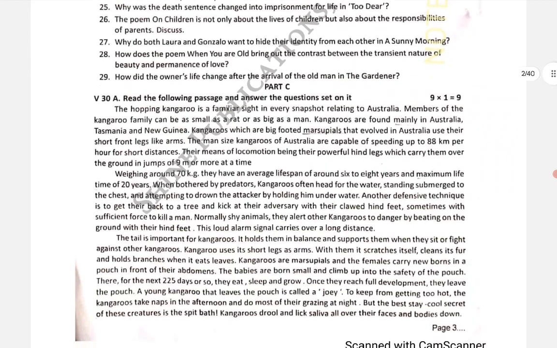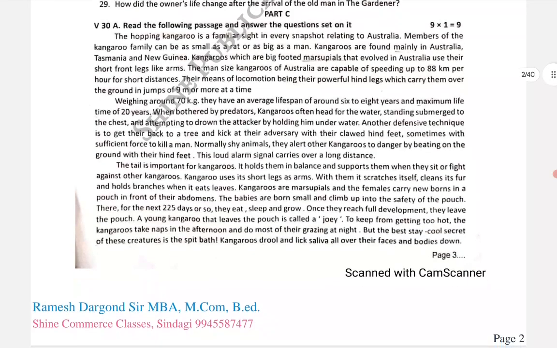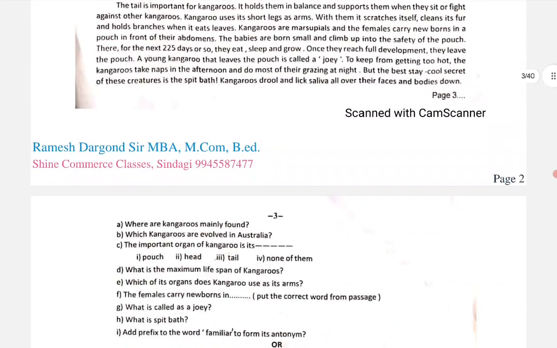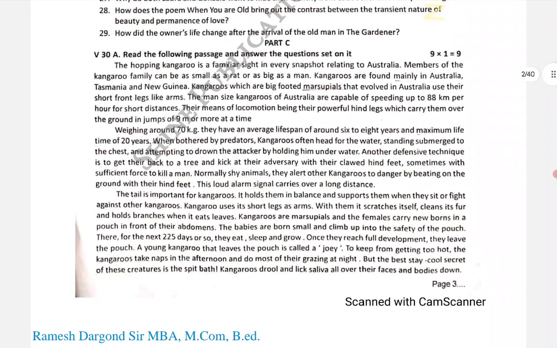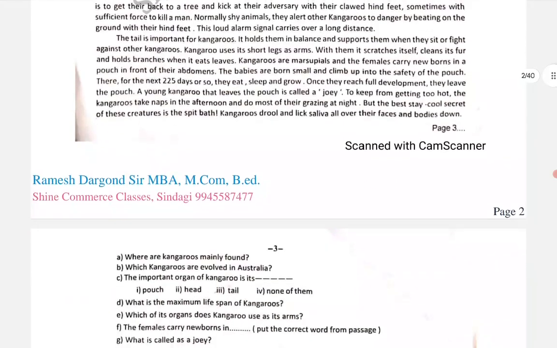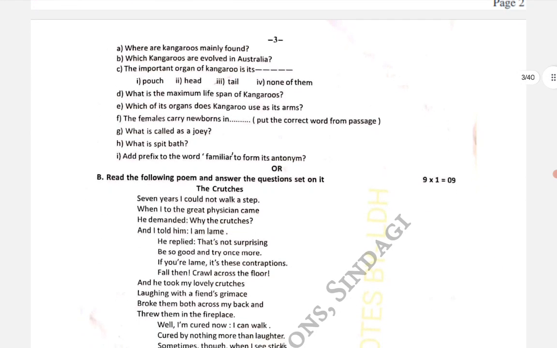Very easy answer. In part C, you will have reading comprehension question number 30A. You will have an option also. So 9 questions will be there. Very easy passage. So I suggest you do this: once you get the question paper, you will not have the answer sheet in your hand, so please read this passage. Save that 15 minutes. Otherwise, in the pressure, you may not read properly, and you will lose 1 or 2 marks. You will have 9 questions.